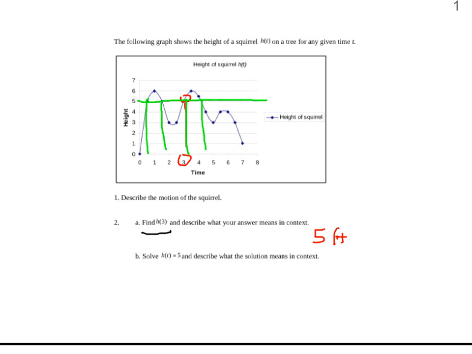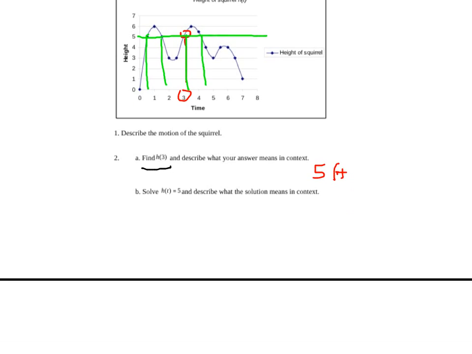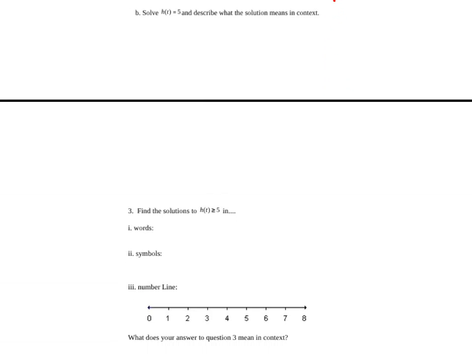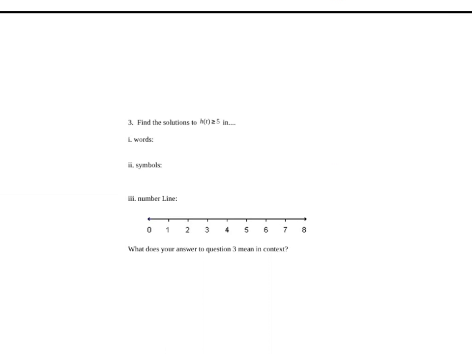What's the difference? Okay, let's move on. Part 3 of this question then asks about an inequality, finding the solutions to where h of t is greater than or equal to 5. We're going to find this in words, in symbols, and put our answer on a number line. And we're also going to talk about the context of what this means.